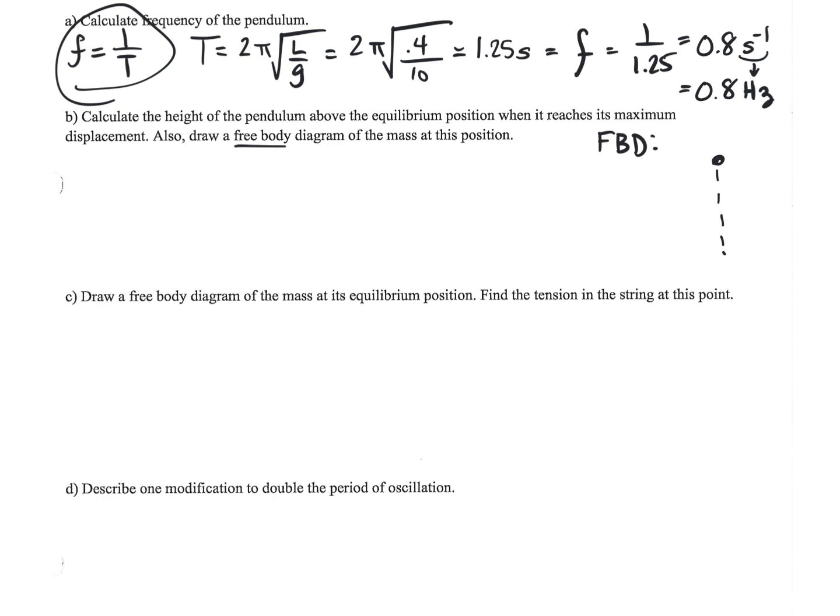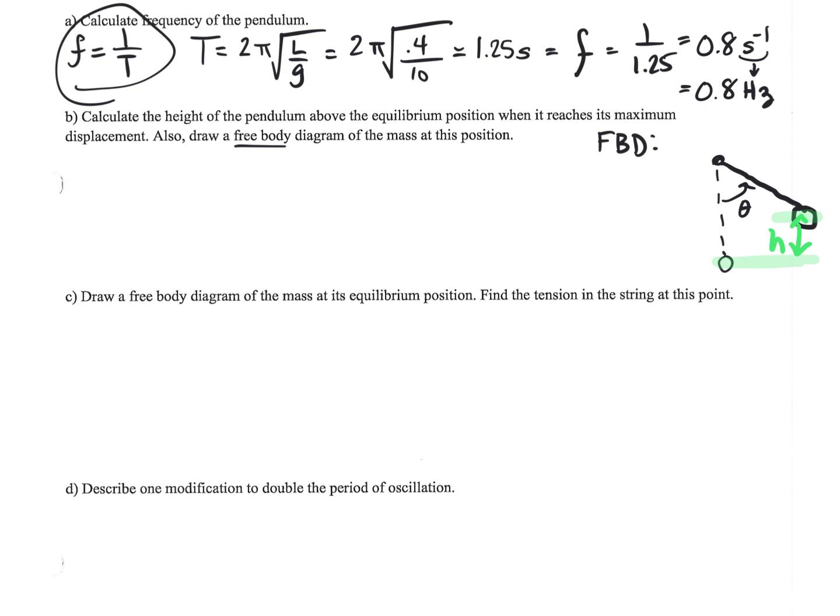Normally it would be straight down, wouldn't it? That's the equilibrium position, isn't it? Now it says, what happens when it reaches its max displacement? Max displacement is going to be somewhere over here, isn't it? Do you agree? Max displacement is going to be at some angle theta. Now, it wants the height between here and here. In other words, this is the height above. This is h.